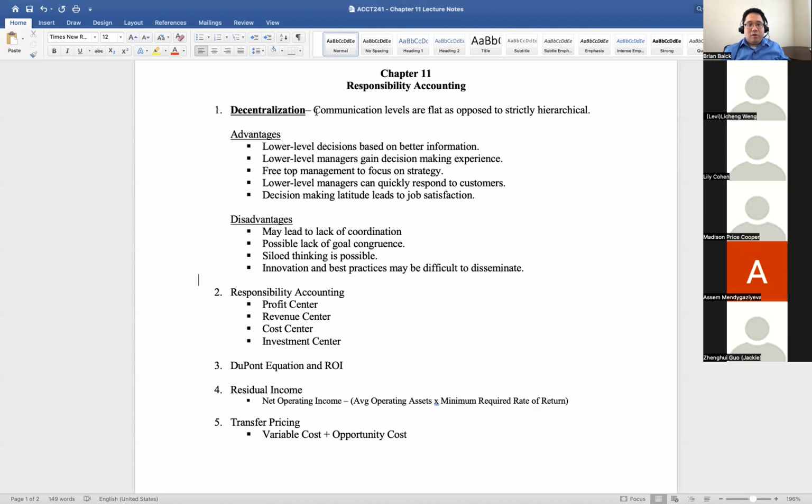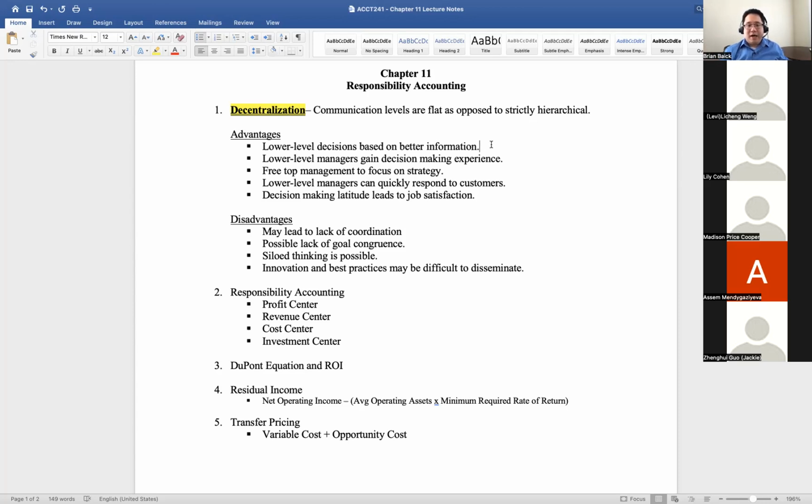In particular, when we talk about decentralization, because that's going to be the focus of this chapter, decentralization is one approach to responsibility within an organization. And we can talk about it conceptually and also from an accounting perspective. So conceptually, decentralization makes sense. It's a good thing to have because lower level decisions can be based on better information. Somebody at a unit level or at a lower level typically has more recent or more hands-on information, and so they can make better decisions, right?